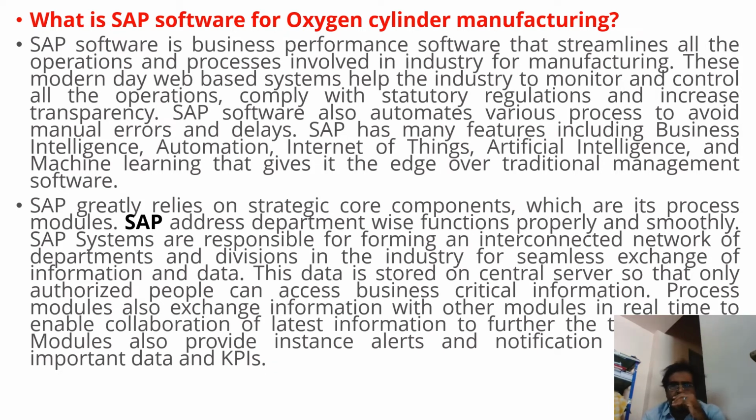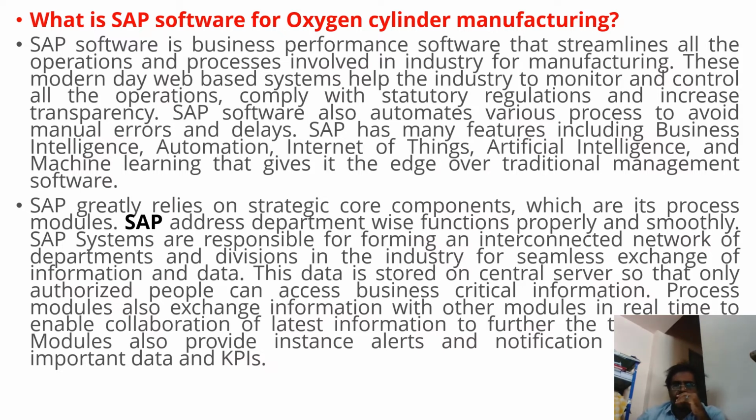SAP has many features including business intelligence, automation, Internet of Things (IoT), artificial intelligence (AI), and machine learning that give it an edge over the traditional management software. SAP greatly relies on strategic core components, which are its process modules. SAP addresses department-wise functions properly and smoothly. SAP systems are responsible for forming an interconnected network of departments and divisions in the industry for a seamless exchange of information and data across the systems.